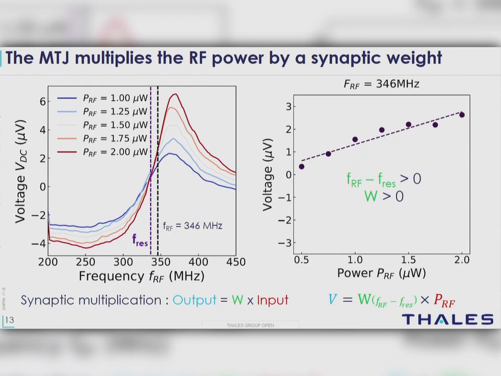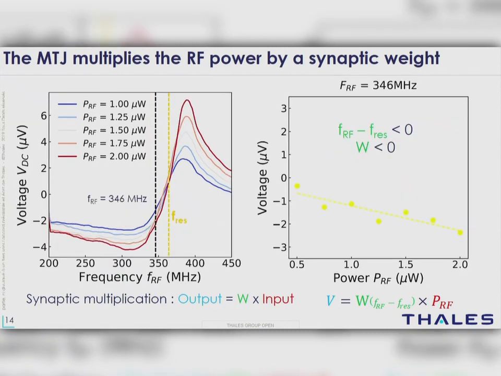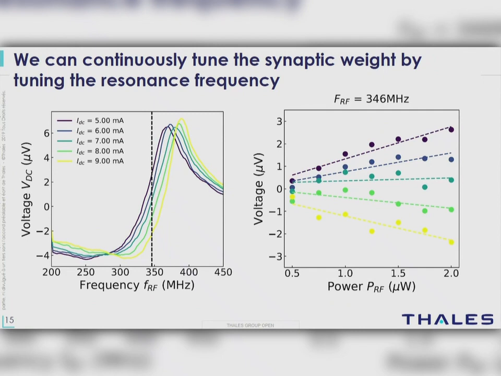So now I will change the resonance frequency. You see now, if I measure here, I will get a negative slope. I have a negative weight because now my resonance frequency is higher than the input frequency. And if I tune the frequency continuously, so you see here I'm shifting the frequency of the device, I can get continuous tuning of the synaptic weight. What is very cool with this is that you can have both positive and negative weights in the same device, which is something that you cannot achieve with most other nanosynapses.